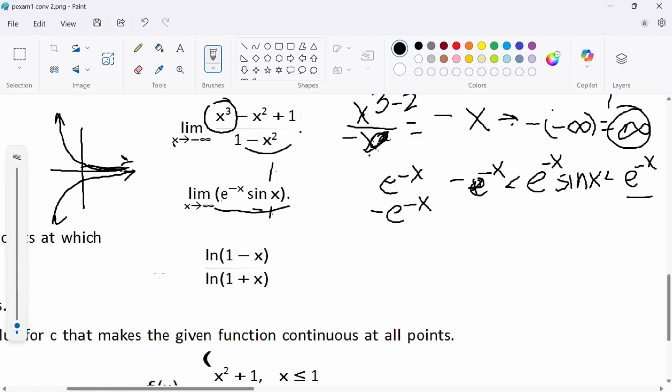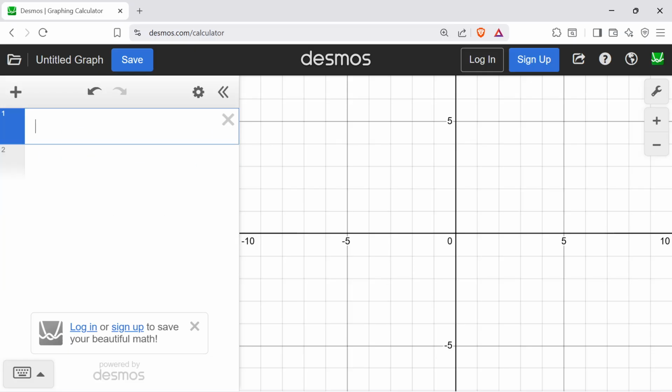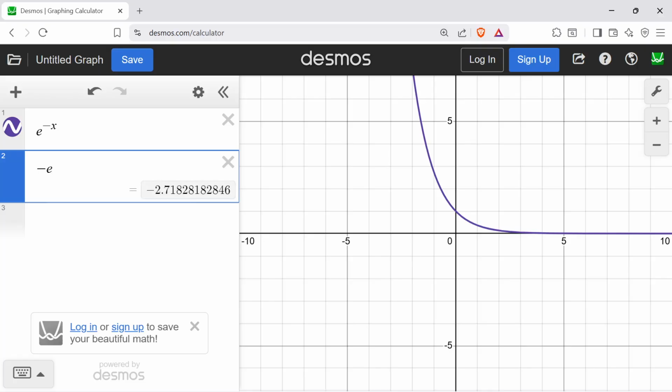As x goes to infinity, well, I can see negative e to the minus x approaches 0, so this is 0. I don't know what this one is yet. Less than e to the minus x. As x approaches infinity, e to the minus x approaches 0. Well, since it's 0 to the left of it and 0 to the right of it, it squeezes it together and it's got to be 0. And here I will prove to you on Desmos, I've got e raised to the minus x and negative e raised to the minus x.